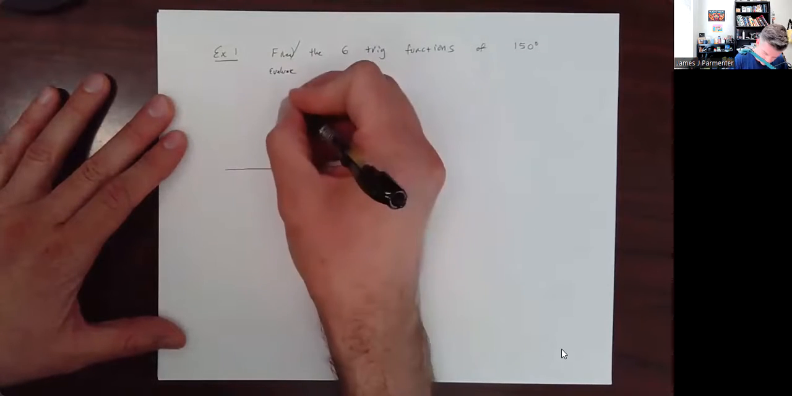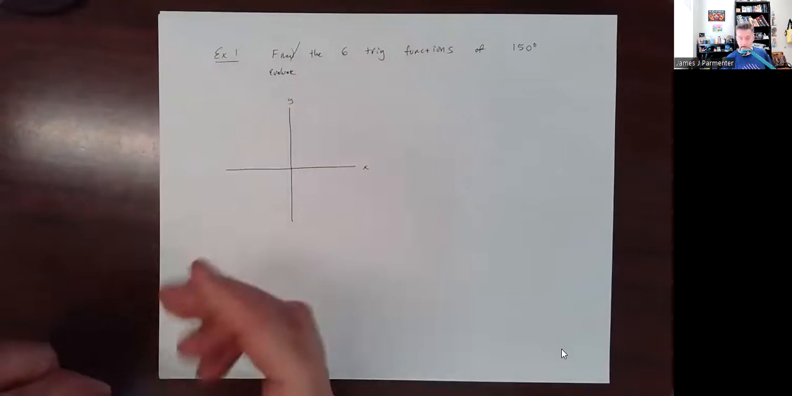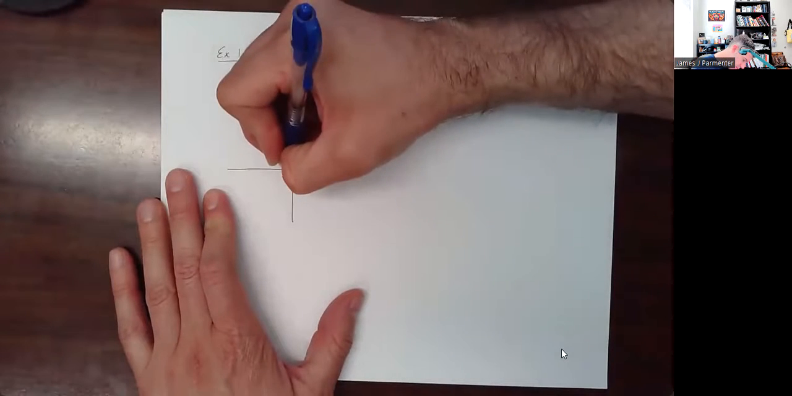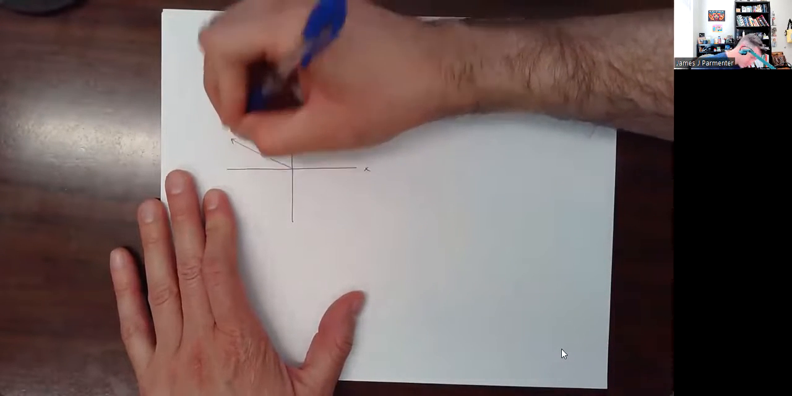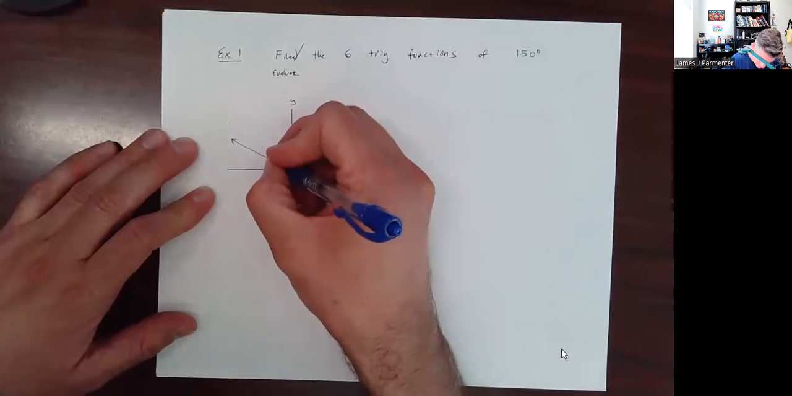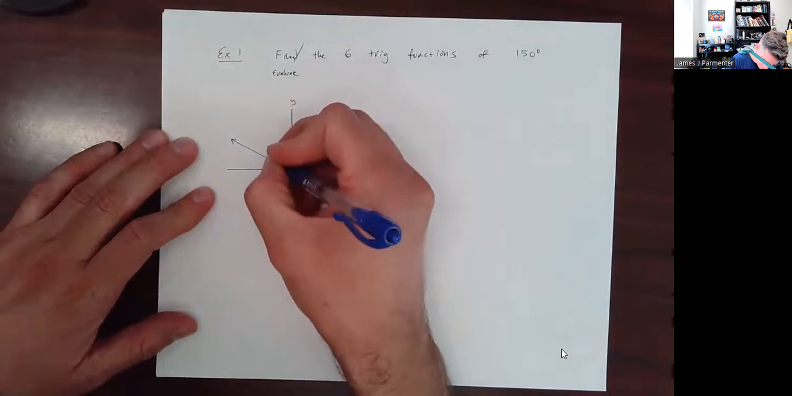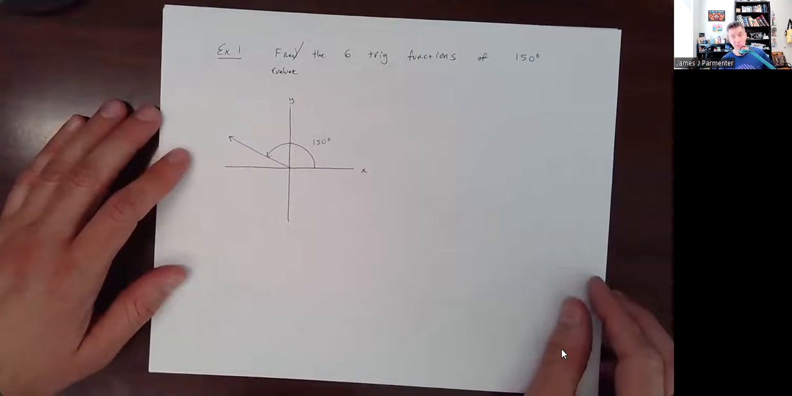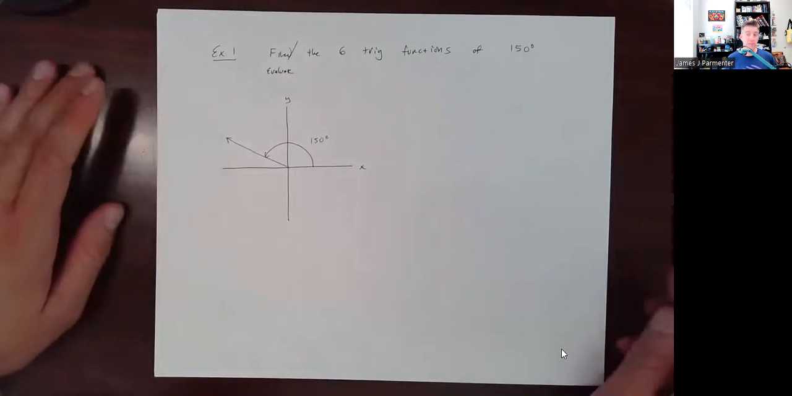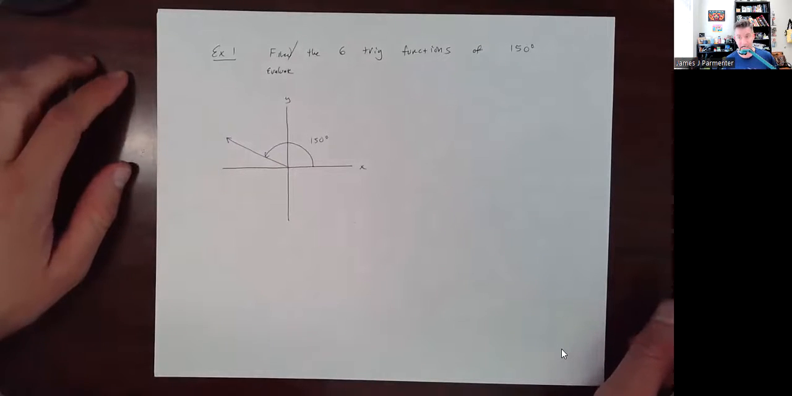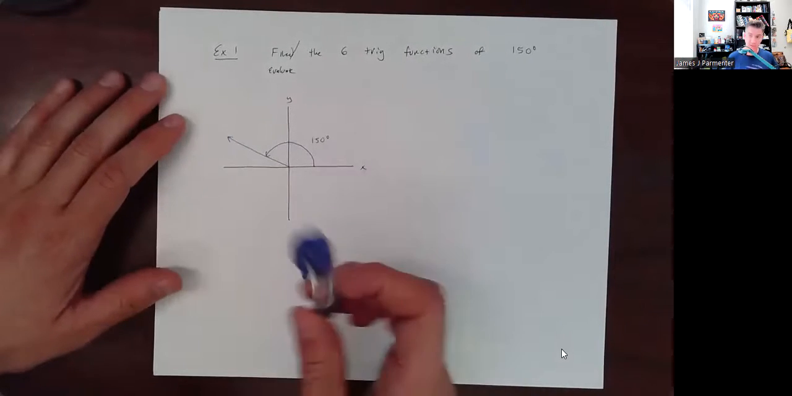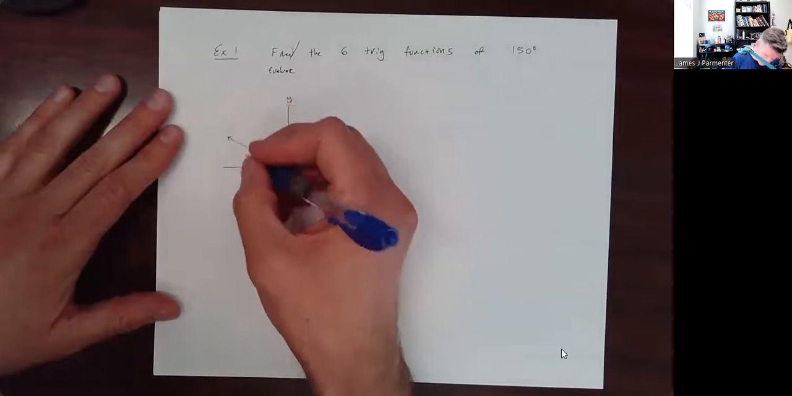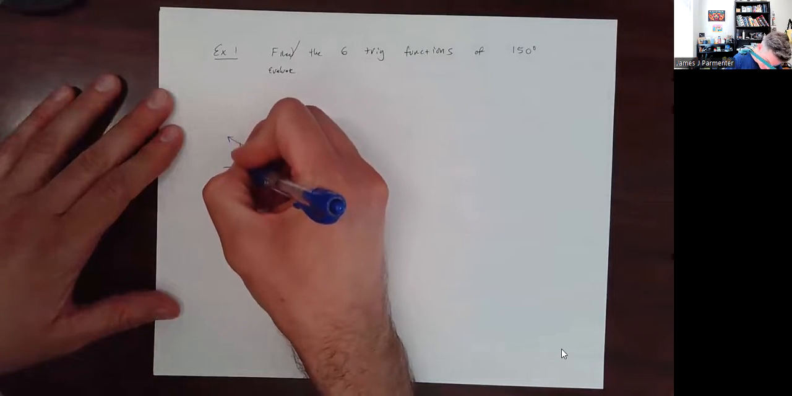My X, my Y, and my angle 150 degrees. I'm not going to be super precise here. Let me try and be somewhat precise with my terminal ray. There's my 150 degree angle. But now what I'm actually going to do is drop a perpendicular to the x-axis. So if I'm above the x-axis, I'm always drawing down. If I'm below the x-axis, I'm always drawing up. So I'm going to drop a perpendicular here.